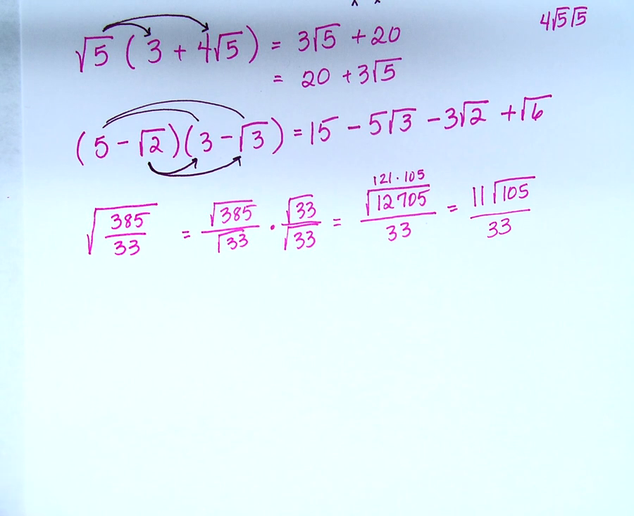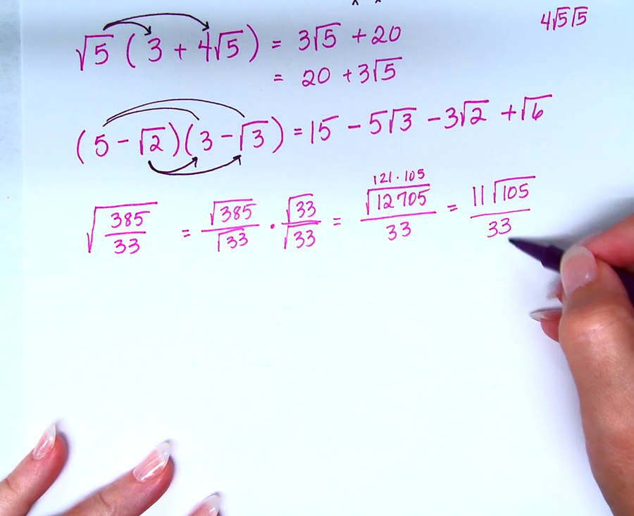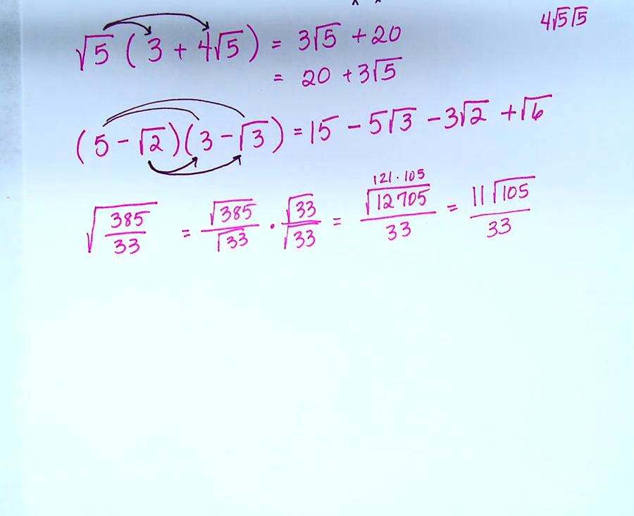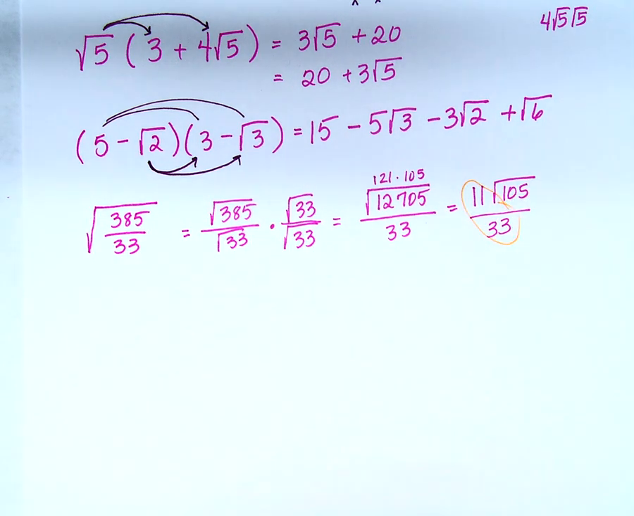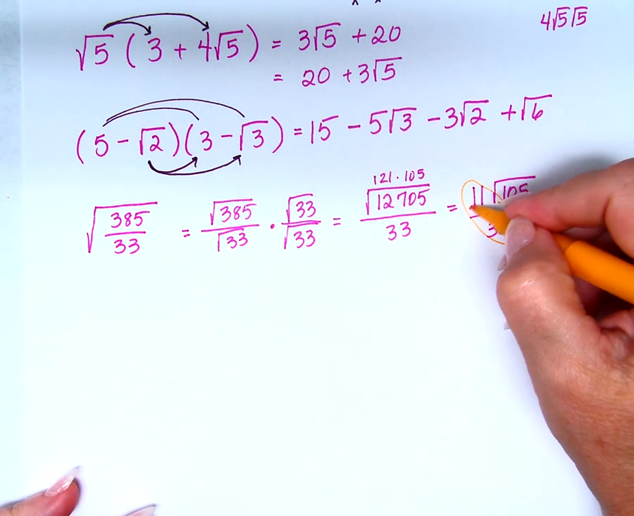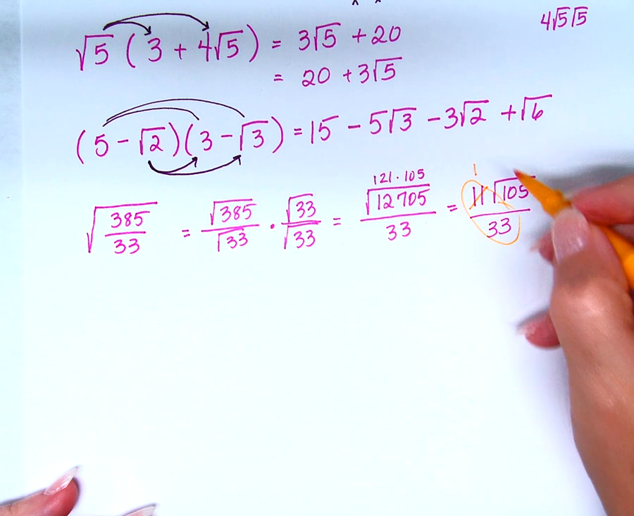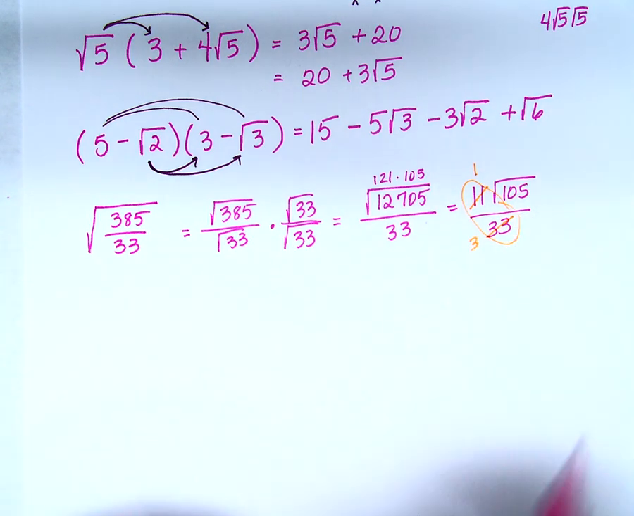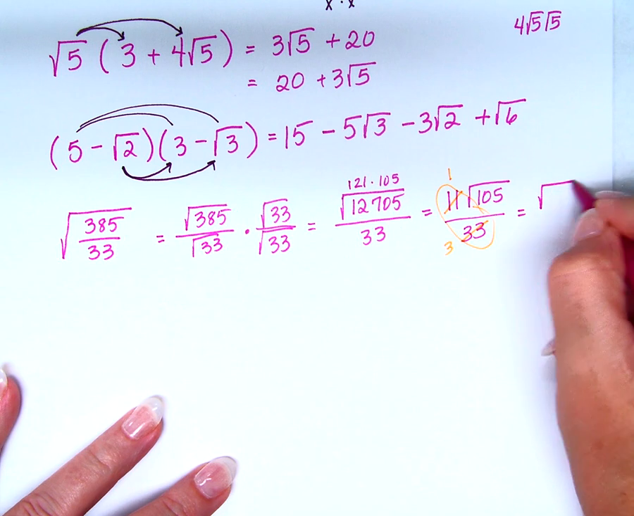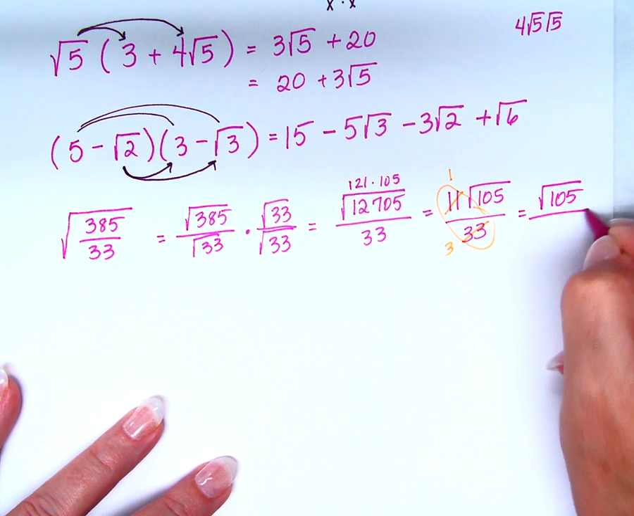Am I done? I would be. Yeah, 11 and 33 are both divisible by the same number, aren't they? What are they both divisible by? 11, right? If I divide both numbers by 11, I get a 1 and a 3. So my final answer is the square root of 105 over 3.